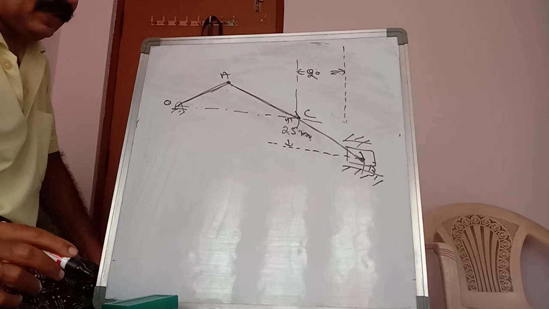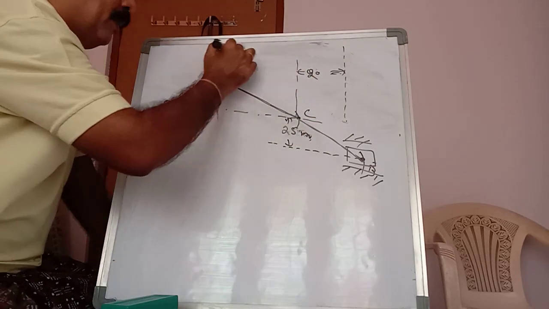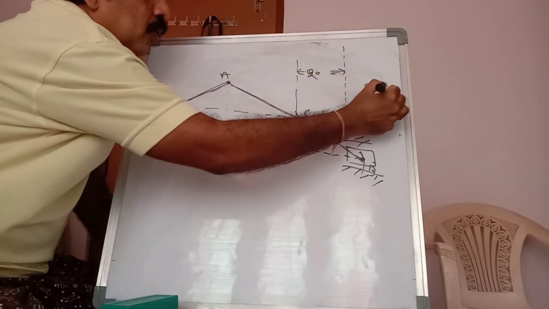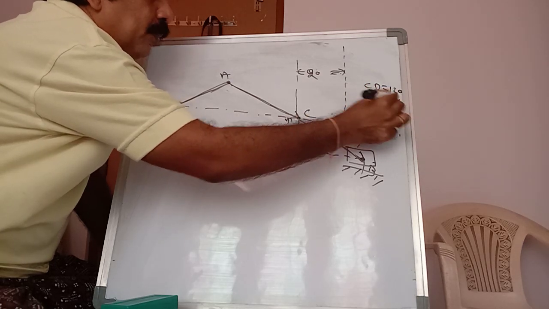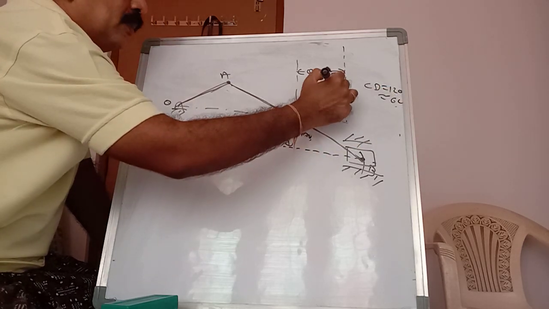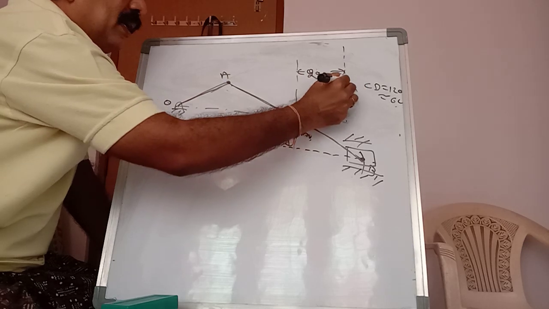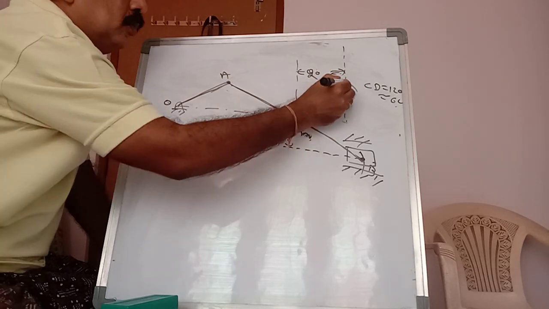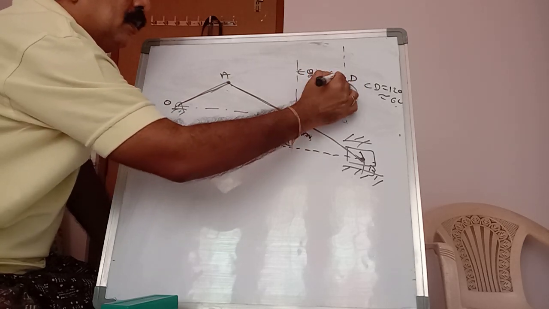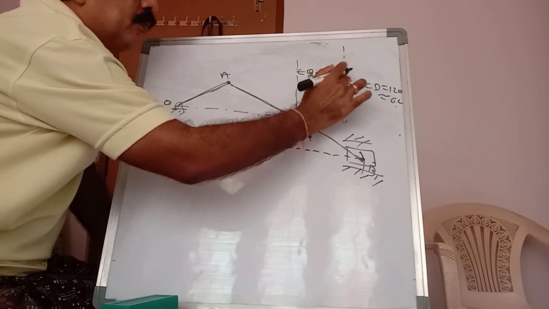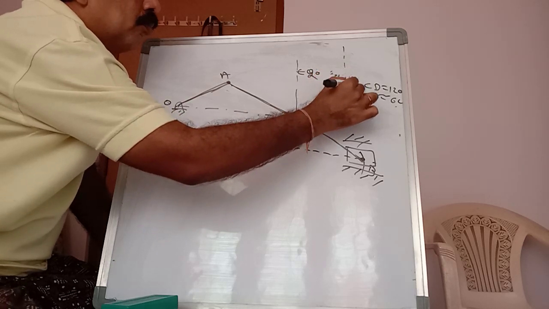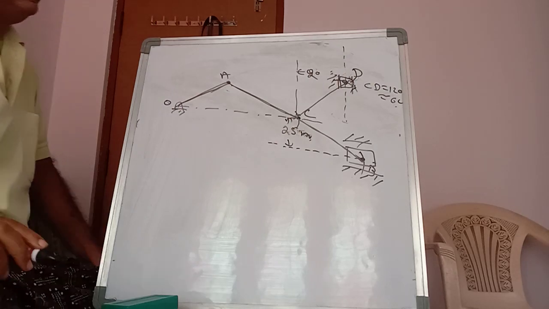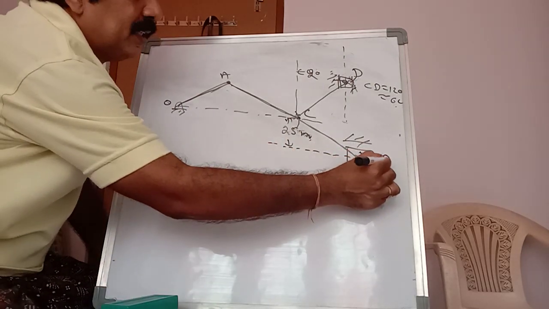C as center and CD is 120 mm. CD is equal to 120, that is equal to 60 mm as per scale. C as center, 60 mm radius, draw an arc. Join these two. So this is point D. So D is a vertical slider. B is a horizontal slider.